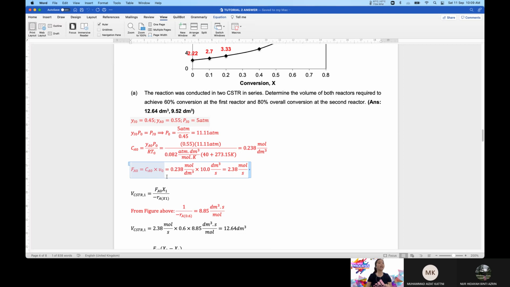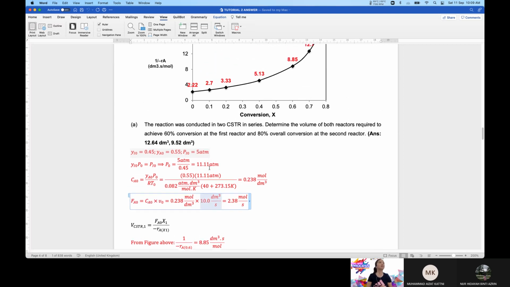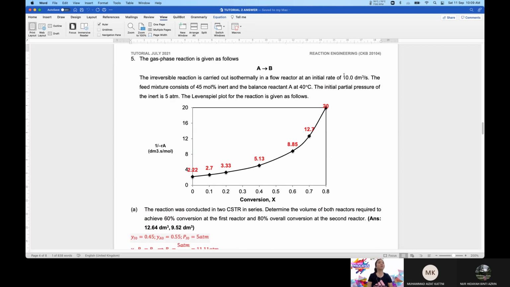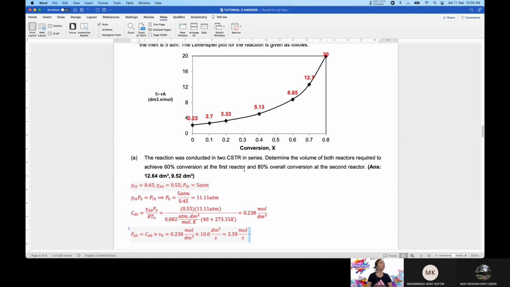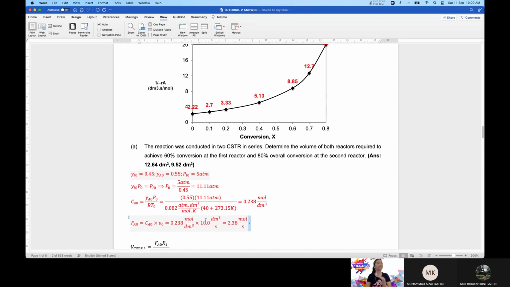Okay. Dalam soalan V0 dah diberi 10 dm³ per second. Kan dalam soalan kata dia masuk pada 10 dm³ per second. So V0 tu dah tahu. Okay. Tetapi malangnya CA0 tak diberi. We don't know CA0. Okay. So CA0 pula masalah dia.